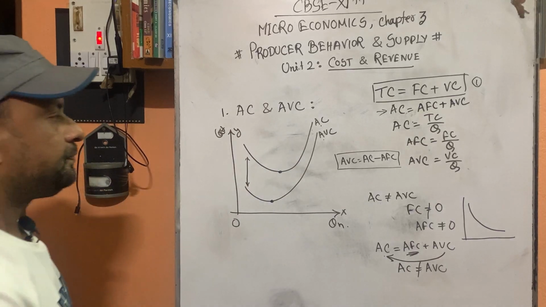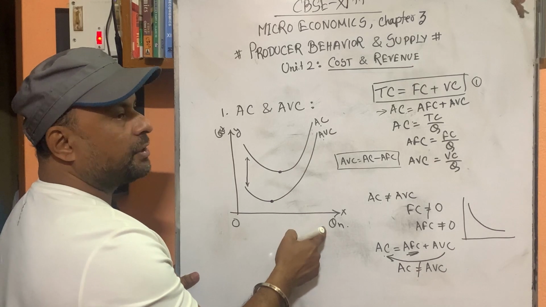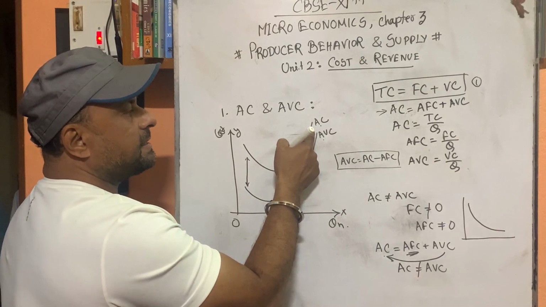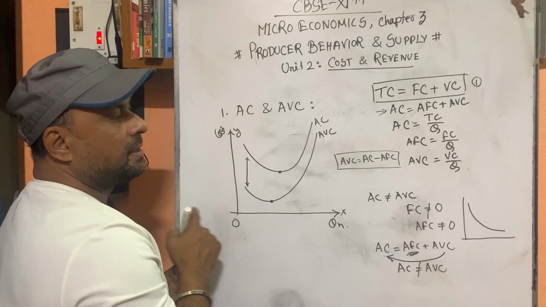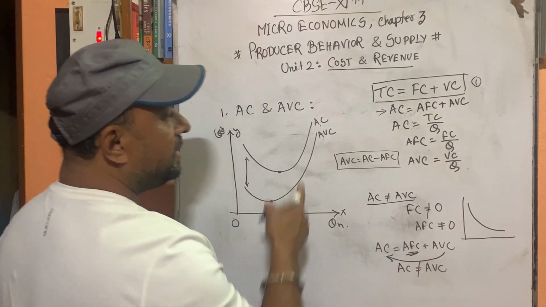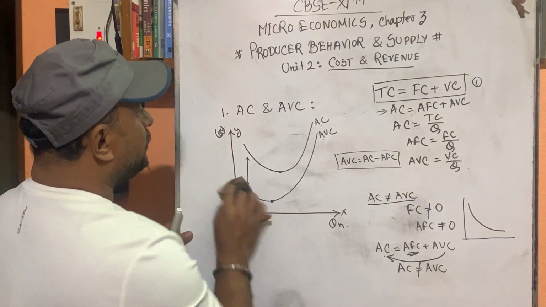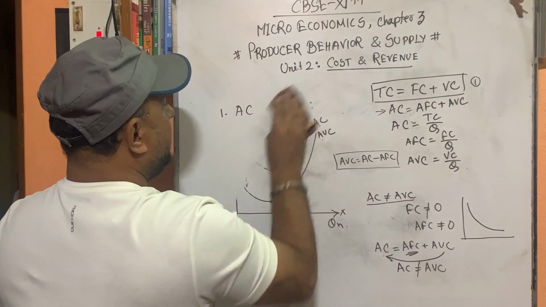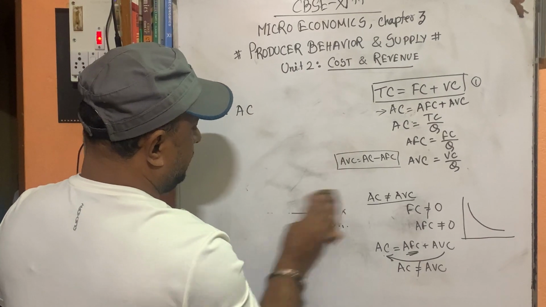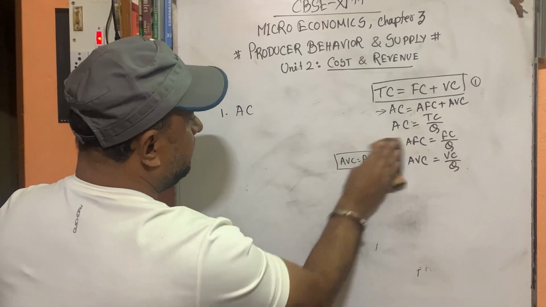The question is asked: why does AVC come closer to AC with the rise in production, and why does AC never intersect AVC? So what is the reason? The reason is that since AC is never equal to AVC, these two curves never intersect or touch. Now the second one is average cost and marginal cost.